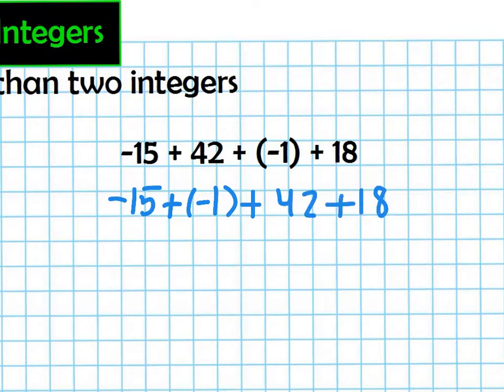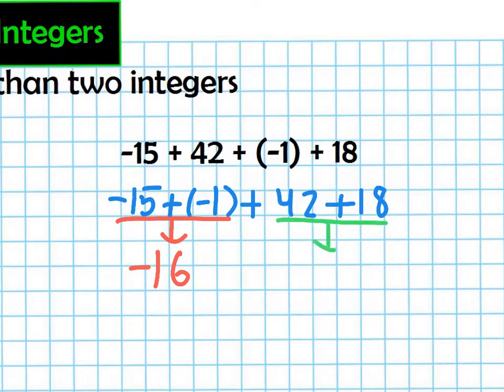I've reordered it this way so that the common signs are next to each other and we can do two problems where the signs are the same. First, we'll start by doing negative 15 plus negative 1. The absolute value of negative 15 is 15. The absolute value of negative 1 is 1. 15 plus 1 is 16, and we keep the common sign, so the answer to negative 15 plus negative 1 is negative 16. Next, we'll add 42 to 18.